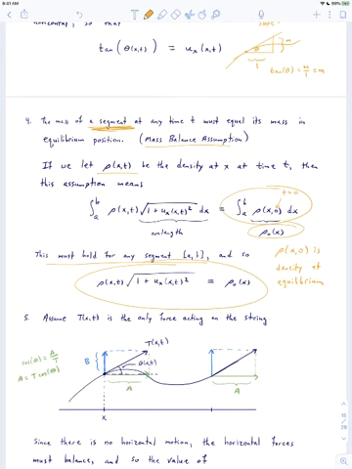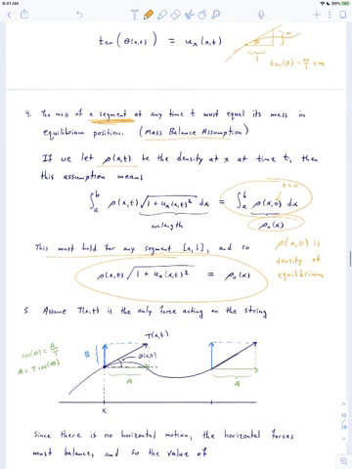Our fifth assumption is that the tension T is the only force acting on the string. What does that tell us?